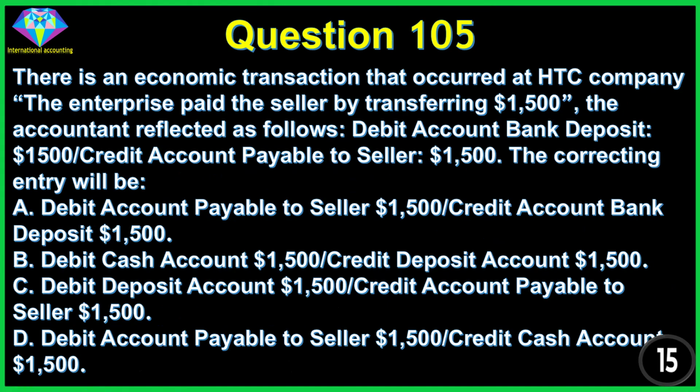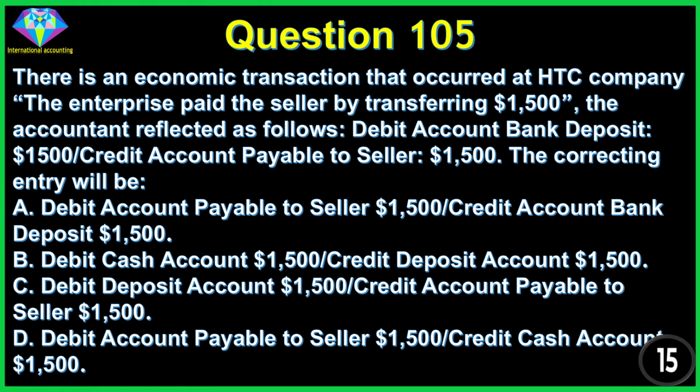There is an economic transaction that occurred at HTC Company. The enterprise paid the seller by transferring $1,500. The accountant reflected as follows: debit account bank deposit $1,500 per credit account payable to seller $1,500. The correcting entry will be A. Debit account payable to seller $1,500 per credit account bank deposit $1,500.